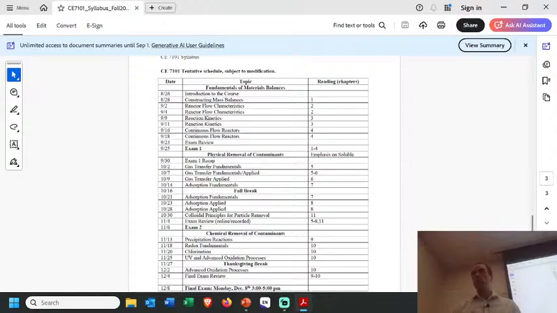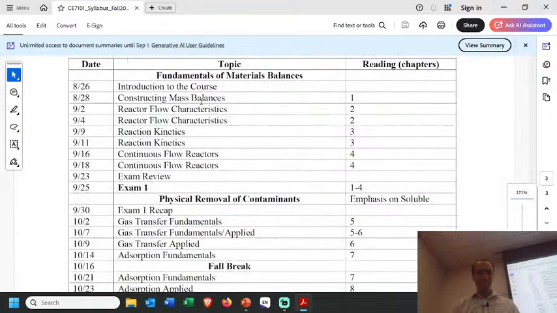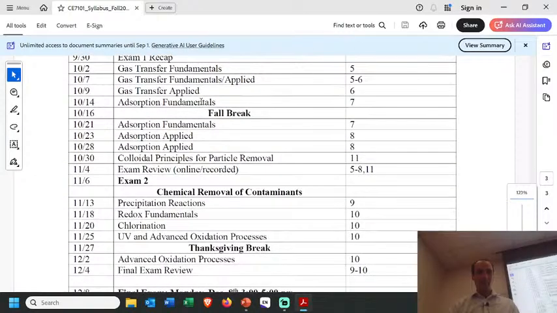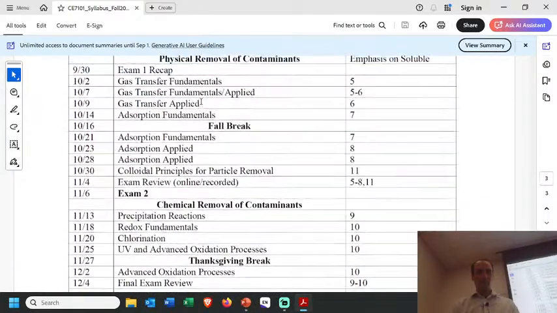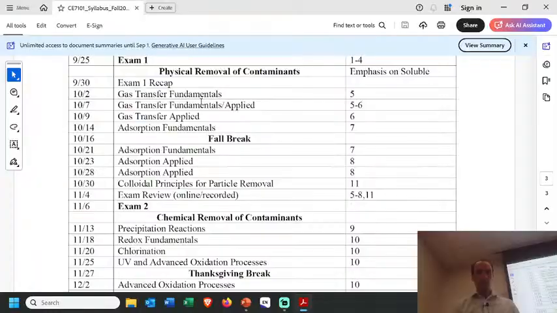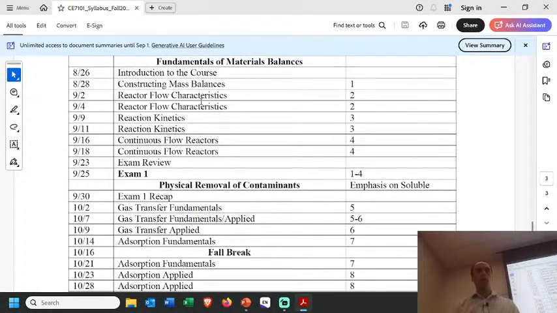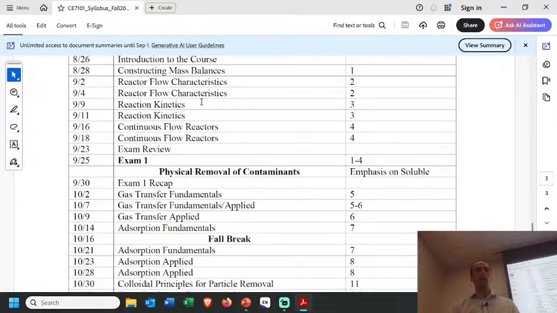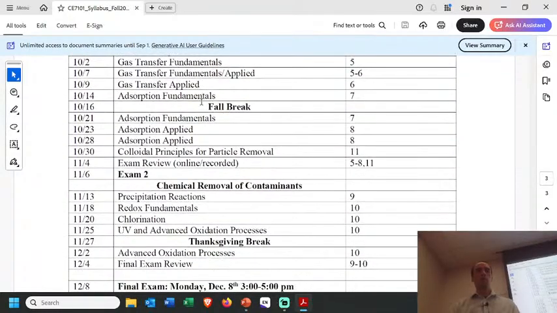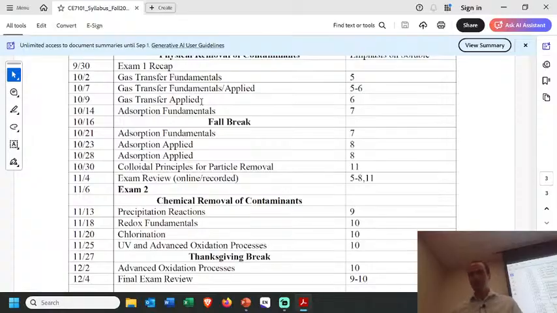Is that too small? So everything before exam 1 is reactor, flow, kinetics, reactors, reactions, and then that stuff.